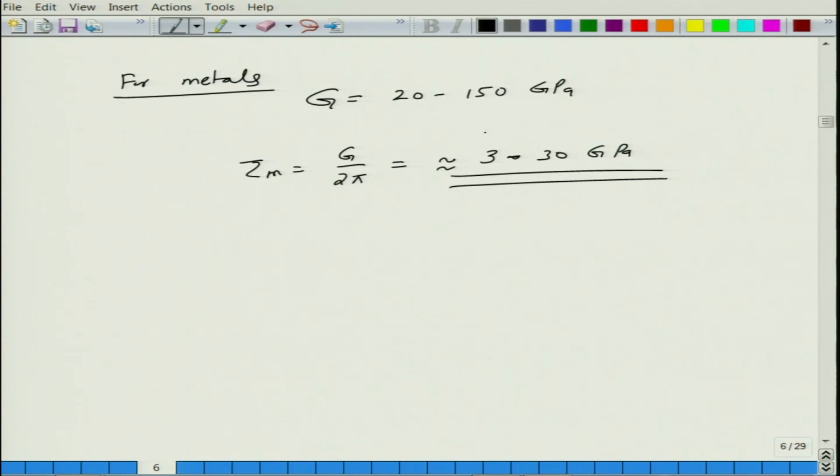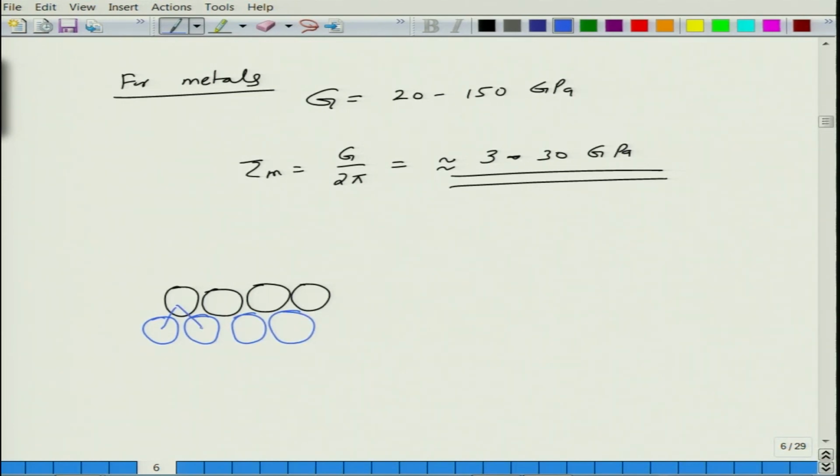Now, what is happening here, basically you can see that atoms are bonded with respect to each other. Let us say you have a top row of atoms, then you have a bottom row of atoms. So, this atom and this atom, they have bonds with each other, all of them are bonded. Okay. So, all of these atoms are bonded with respect to each other.